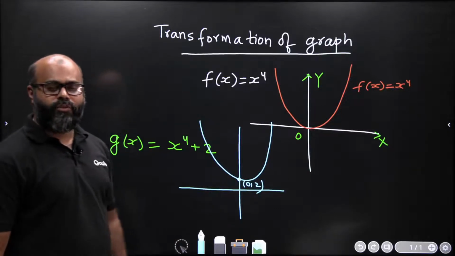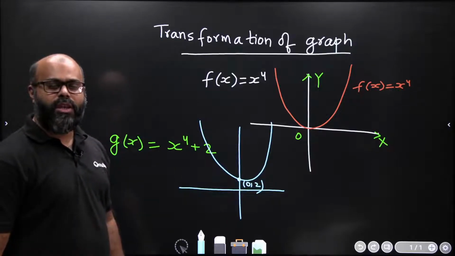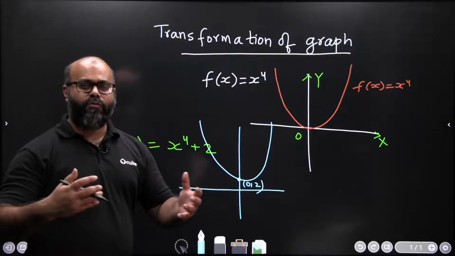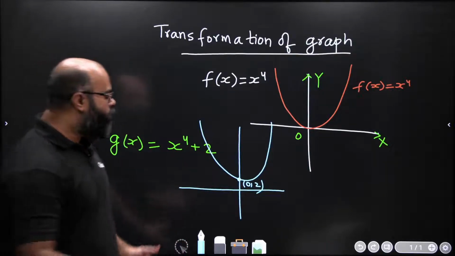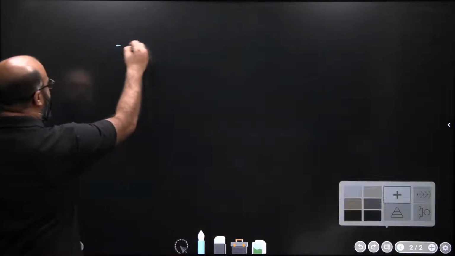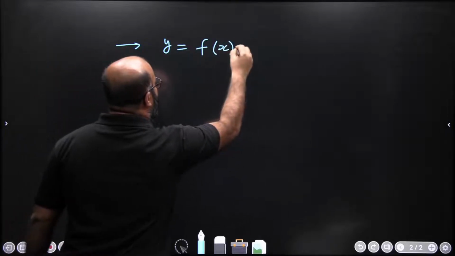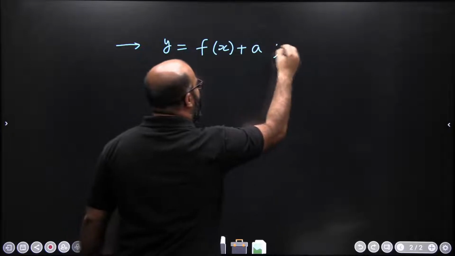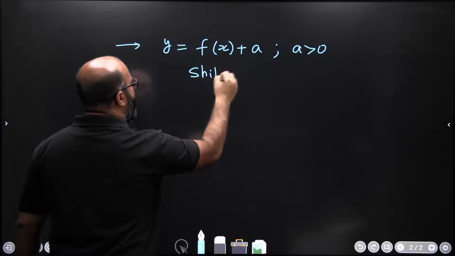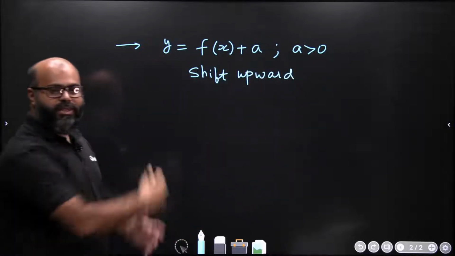Why has it shifted upward by 2 units? Because we have added 2 to x to the power 4. Right students? Now how do all these concepts work? Is there some logic behind it? Of course there is. If we understand a few important concepts, like y = f(x) + a, then if a is positive, the graph will shift upward, as we have seen in the previous example.